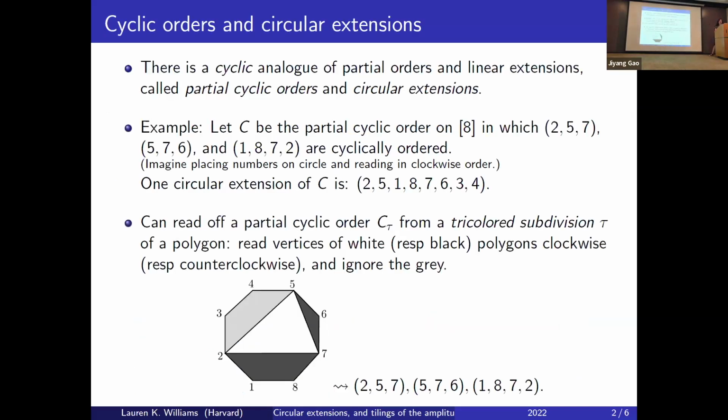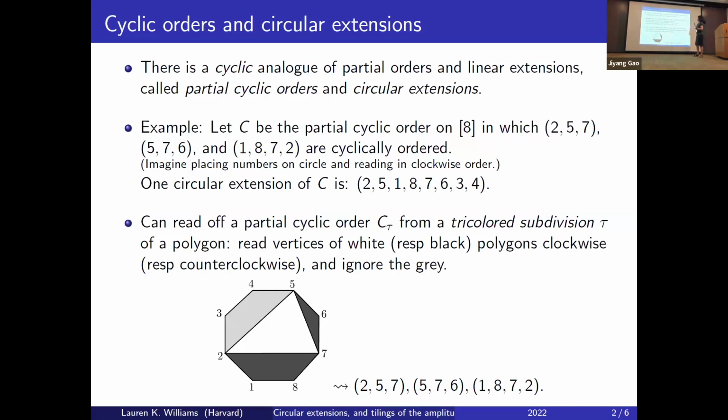Okay, so there's a cyclic analog of partial orders and linear extensions, and these are called partial cyclic orders and circular extensions. As an example, C is a partial cyclic order on the numbers 1 through 8, in which we require that 2, 5, 7 are circularly ordered, 5, 7, 6, and also 1, 8, 7, 2 are circularly ordered. So imagine placing numbers on a circle and reading them in clockwise order. A circular extension of C is this sequence here, because 2, 5, 7 appear in circular order, 5, 7, 6 appear in circular order, and 1, 8, 7, 2 appear in circular order.